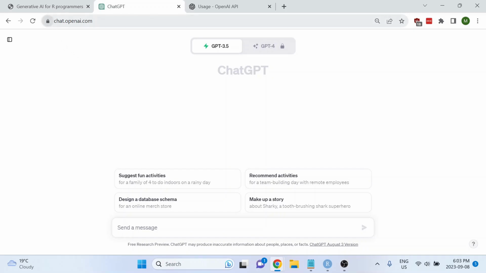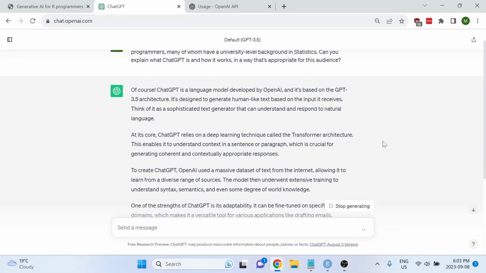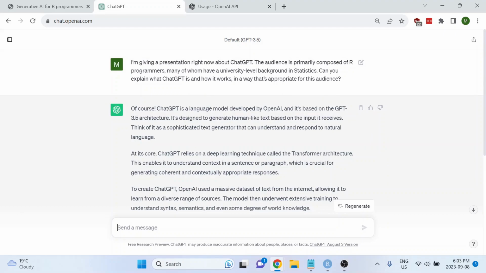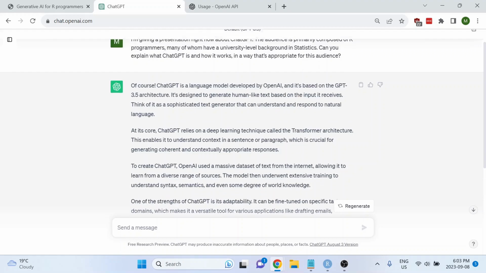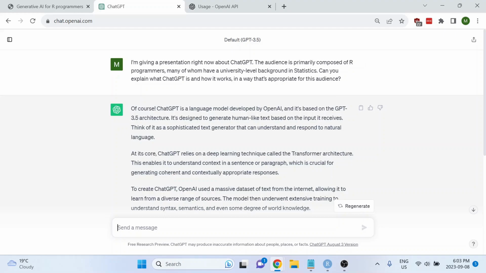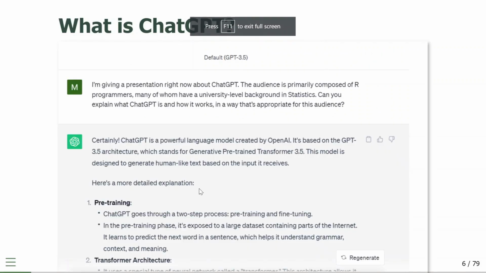So you can do that by going to chat.openai.com, and then I'm just going to paste in that message and let's see what we get. So here it's going to give quite a long answer, and it's going to take into account the information that we asked for. So the audience is going to have that background in statistics. So this response is going to have quite a bit of technical information about how the underlying model itself works. If you play around with the audience that you ask for, you're going to get a much different response. And when I asked this question originally, this was the response that I got.